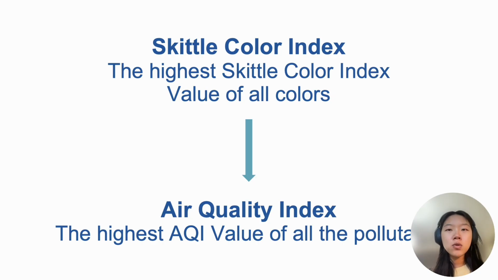And this is probably the most important moment in this lesson. Think back to how we defined the Skittles related concept. When we find the Skittle color index, we took the highest count. So here, air quality index is also defined as the highest AQI value of all these pollutants. It is not the sum, not the average, but the highest one.